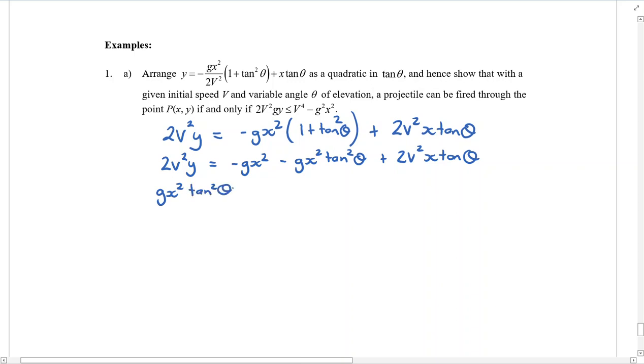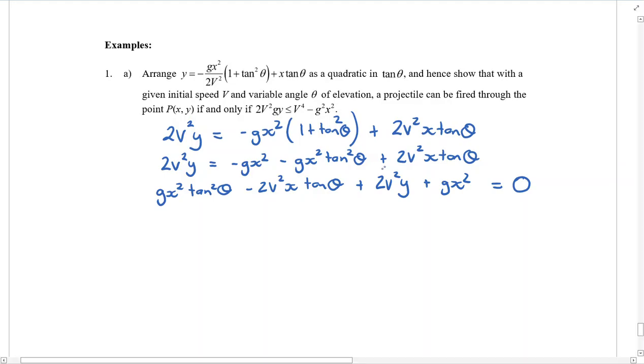Then I want my tan term next. I'm going to have to move it to the left as well because I want them all on the same side. So it will be a negative 2v squared x tan theta. Isn't it v squared? Yes, v squared. I wrote v squared. Then I want my two constants. I had a 2v squared y already on the left, and I'm going to have to plus the gx squared across the other side so that everything is now on the left and it's equal to 0.